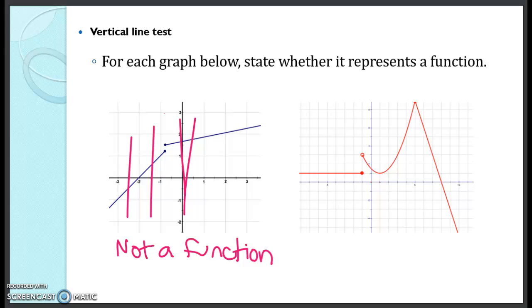Now this one, very similar, but I do have that open circle. So I draw a vertical line, it only is going to cross through 1 point. Everywhere else it's only crossing through 1 point, so this one is a function. And that is the vertical line test.